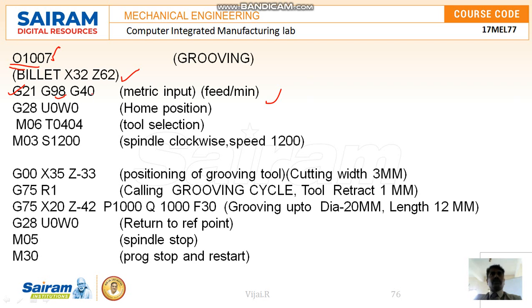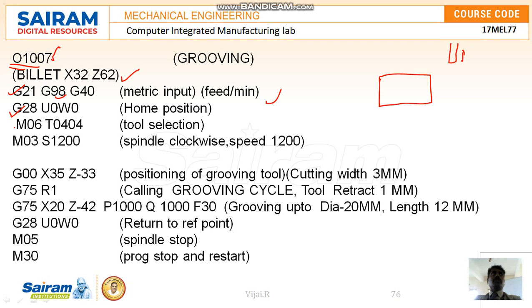Tool nose radius compensation is where the tool needs to be shifted from the path, so that we use the diameter reference. That is what we call tool nose radius compensation. It is not mandatory here. G28 U0 W0 is the home position. The job is here, this is the raw material, and the tool is here. The tool should always start from the home position, which we call G28 U0 W0.